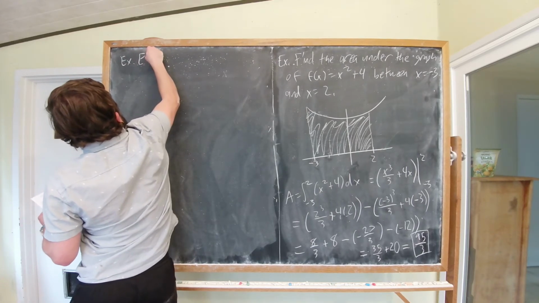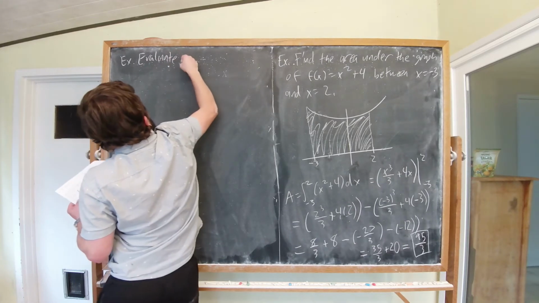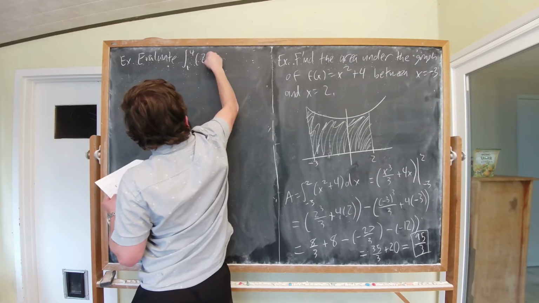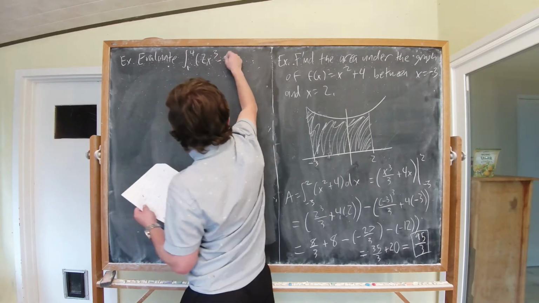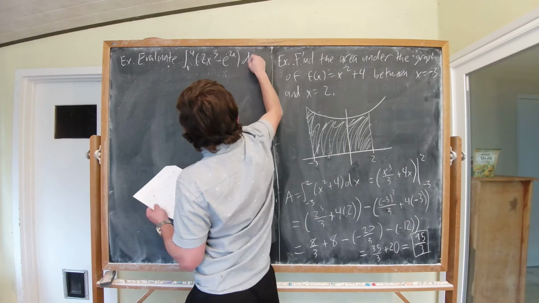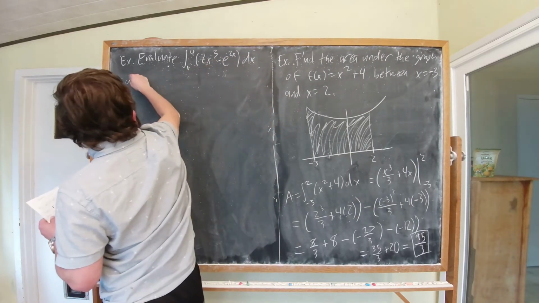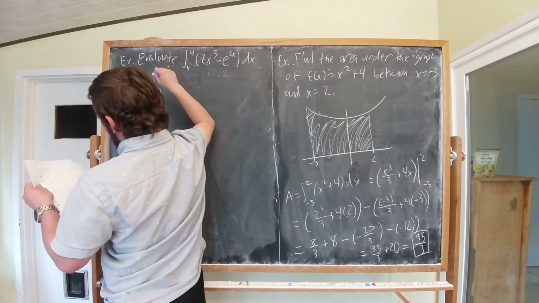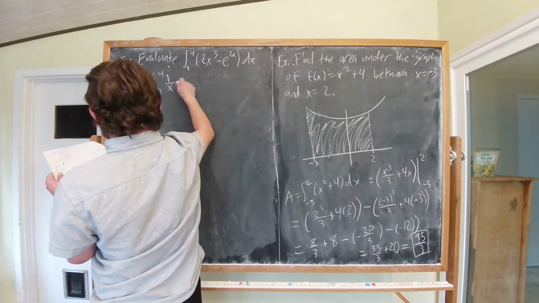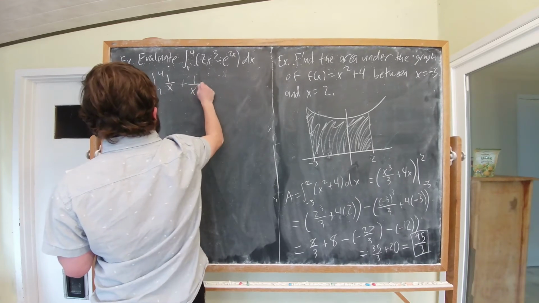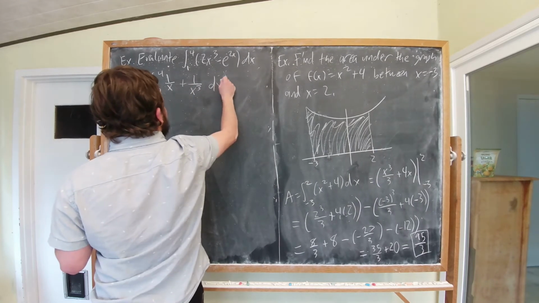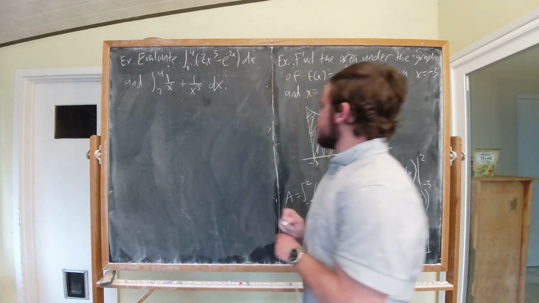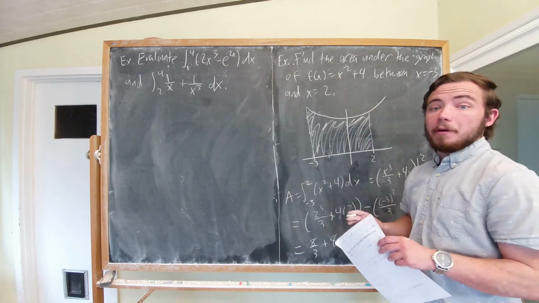Let's evaluate the integral from 1 to 4 of 2x cubed minus e to the 2x dx, and the integral from 2 to 4 of 1 over x plus 1 over x cubed dx. Alright, well, let's do it.